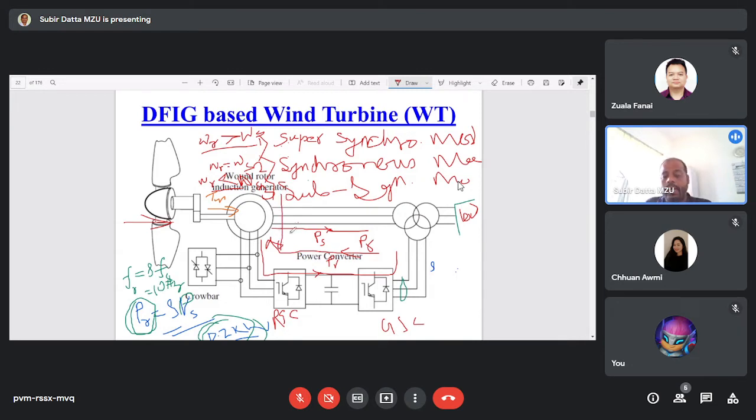Okay, and during synchronous mode of operation, no current and no power will flow from this side to this side and also from this side to this side, because it is synchronous mode of operation. So synchronous mode of operation means both the speeds are the same. That means the rotor speed and the synchronous speed are the same. So if both are the same, then no current will flow from this side to this side, and also no current will flow from this side to this side.